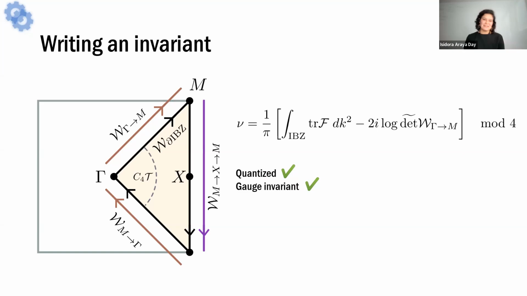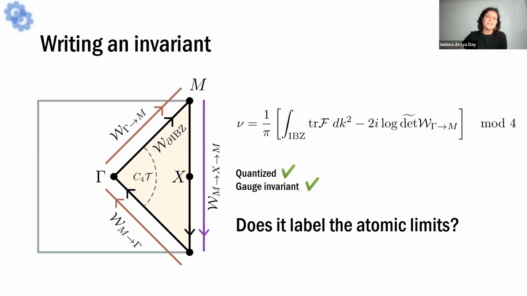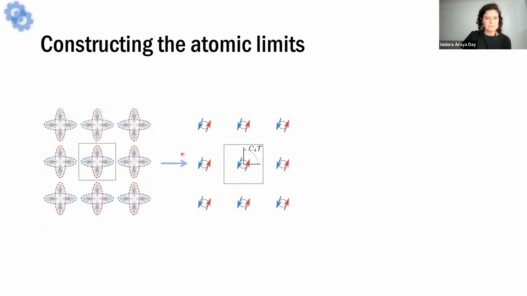So we have an invariant. It is quantized. It is gauge invariant. But does it actually work? Does it label the atomic limits that I showed you earlier? In order to answer this question, we have to have Hamiltonians that represent the diagrams that I showed. So the way we do that is by considering the following construction.